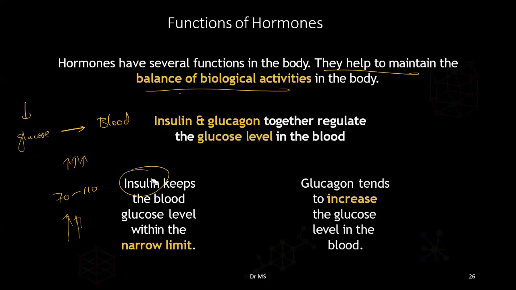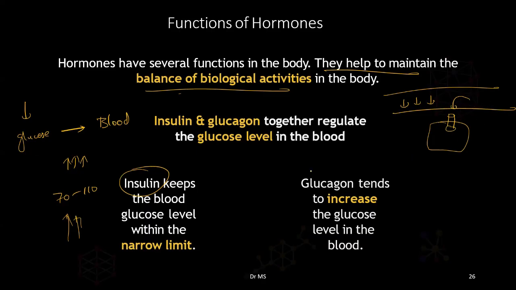So what will the insulin hormone do? It will open some kind of channels in the cells. When the cells open those channels, the glucose will enter inside the cell. So whatever glucose is circulating in the blood will pass into the cells, and the blood glucose level decreases. That's how insulin limits the glucose in the blood.